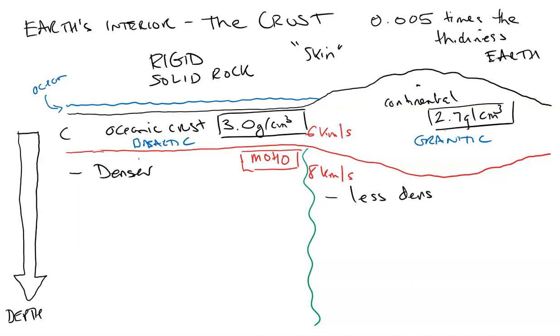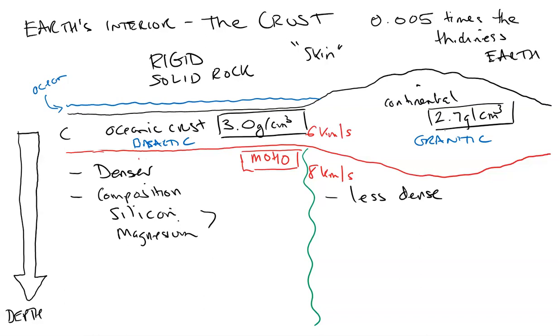Again, try and stay clear of the word lighter because it's really misleading. This is still a large, million tons of rock, basically sitting on top of the mantle. So it's less dense, and this is denser. It is basaltic and granitic in terms of its composition. So its composition really is more of the silica or silicon and magnesium.